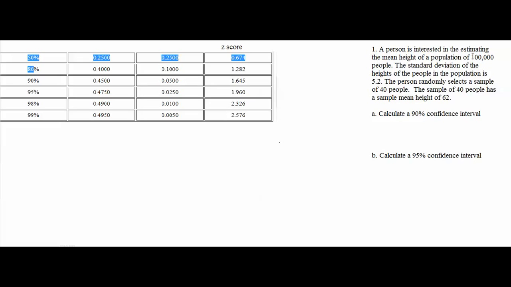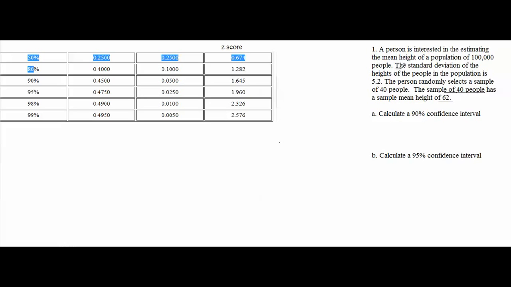But the person isn't able to ask all of the population members how tall they are, so the person can't calculate the mean of the population. So instead, the person asks a sample of 40 people how tall they are, and the person calculates the mean height of the sample of 40 people. The person adds the 40 answers and divides the total by 40 and gets a sample mean that estimates the population mean. And here we're saying that the sample mean comes out to 62, meaning a mean height of 62 inches.